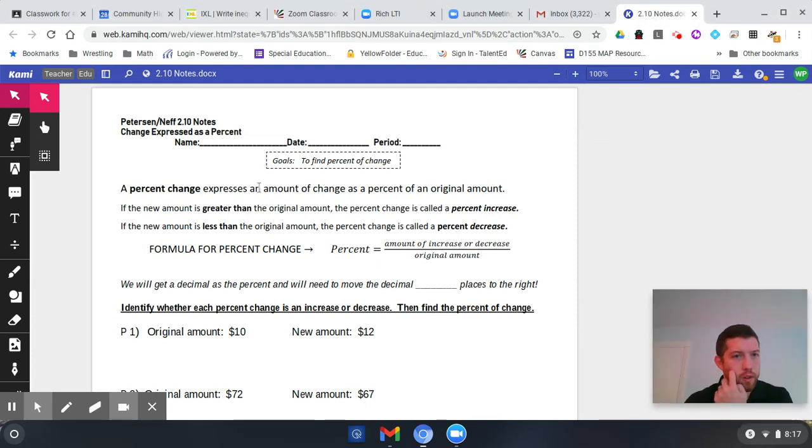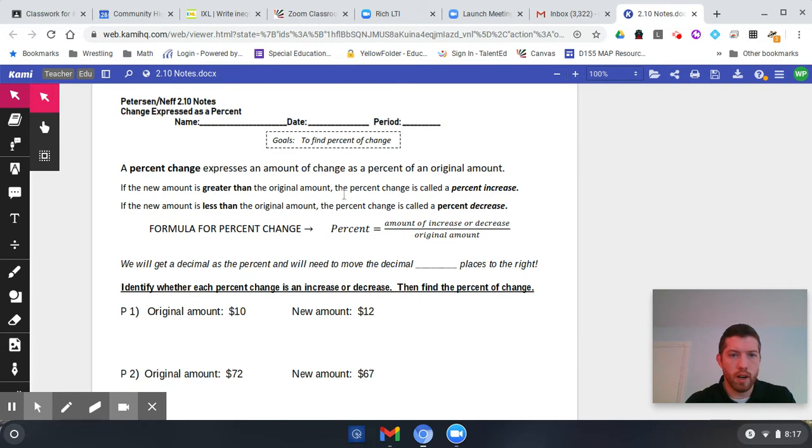All right, guys. We're doing 210 notes right here. So we're talking about percent change. A percent change is an expression of the amount of change as a percent from the original amount. We'll talk more about that.